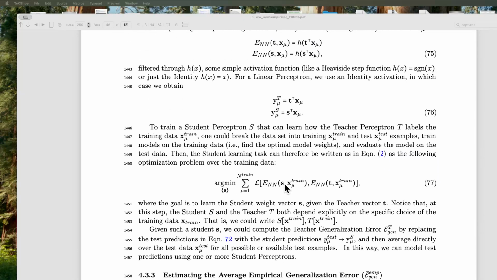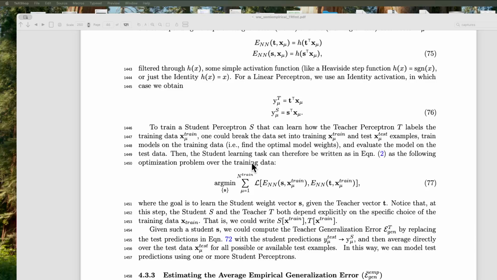So the idea is, again, this is just stuff we're imagining doing operationally. You could operationally do this. To train the student perceptron that can learn how the teacher perceptron labels the training data, one could break the training set into training and test, right? And then you train these models to find the optimal model weights and evaluate on the test data. So if you were doing this, you would train a student to try to emulate the same predictions as the teacher.